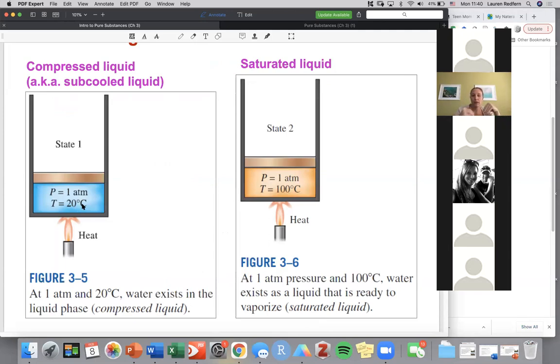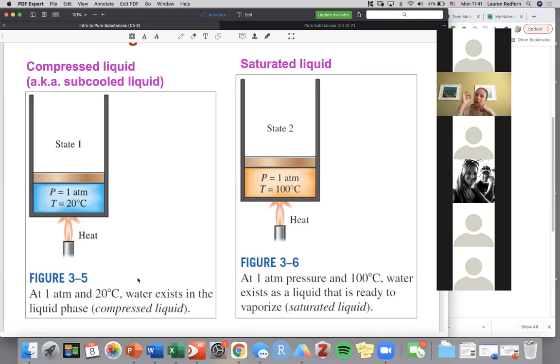We're down at 20 degrees Celsius. There's no vapor in this whole system. This is all liquid water, or just a liquid system. So at 1 atm and 20 degrees Celsius, water exists in the liquid phase. Then we can move over to point 2, which is saturated liquid. So water exists as a liquid that's ready to vaporize. Compressed liquid is not about to vaporize. It's not even close. There's no vapors even on the horizon.